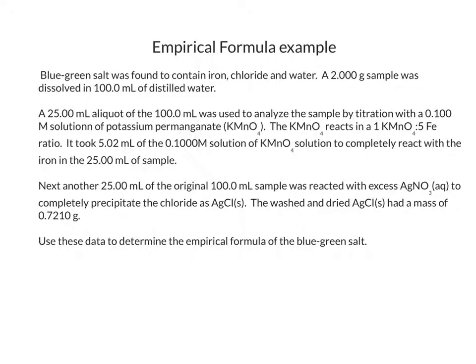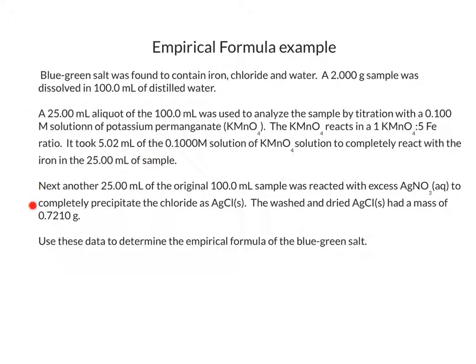Let's use what we know about chemical analysis to do a fairly complicated empirical formula example. In this example, we have a blue-green salt, and we know it contains iron, chloride, and water. We're going to do an analysis for iron. So this first part here is going to be an analysis to understand the amount of iron in our sample.